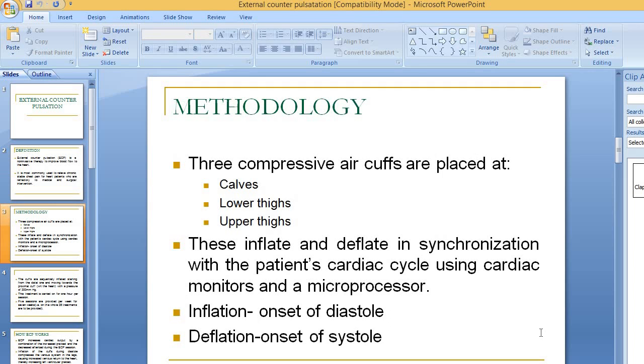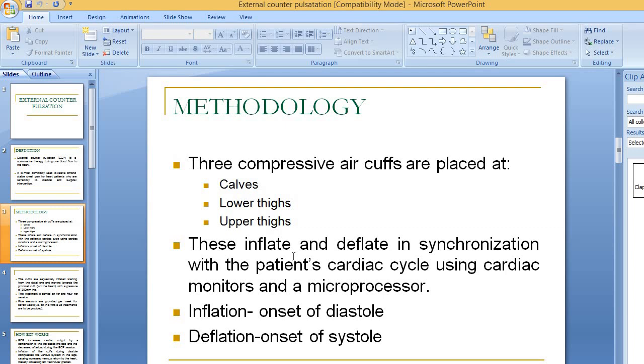So it is an equipment where three compressive air cuffs are placed. One is placed at the calves, another one is placed at the lower thigh, and another one is placed in the upper thigh. These cuffs inflate and deflate in synchronization with the patient's cardiac cycle using cardiac monitors and a microprocessor.